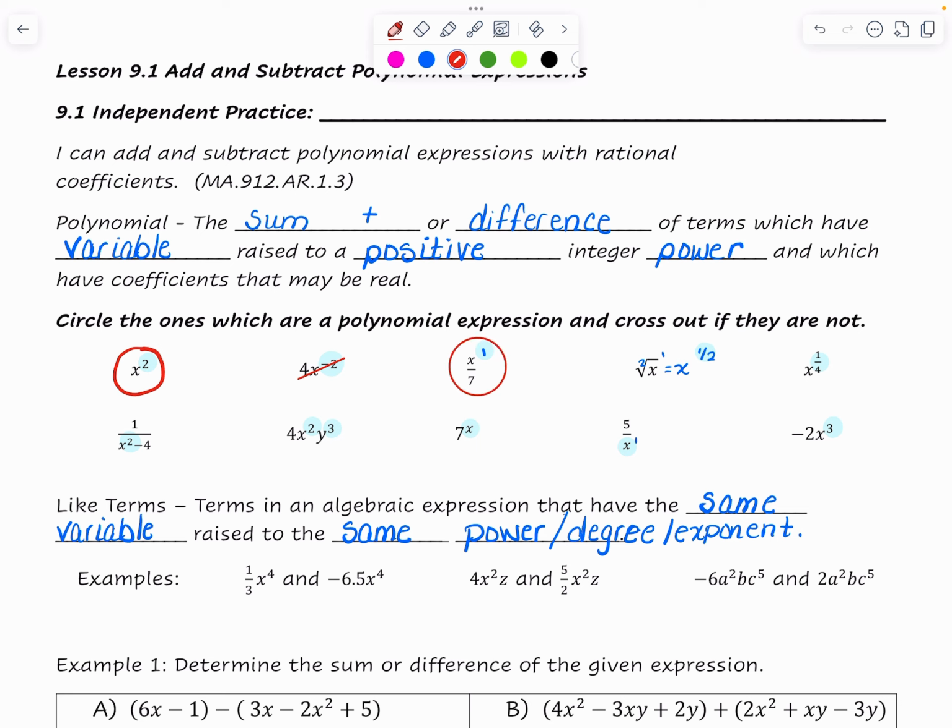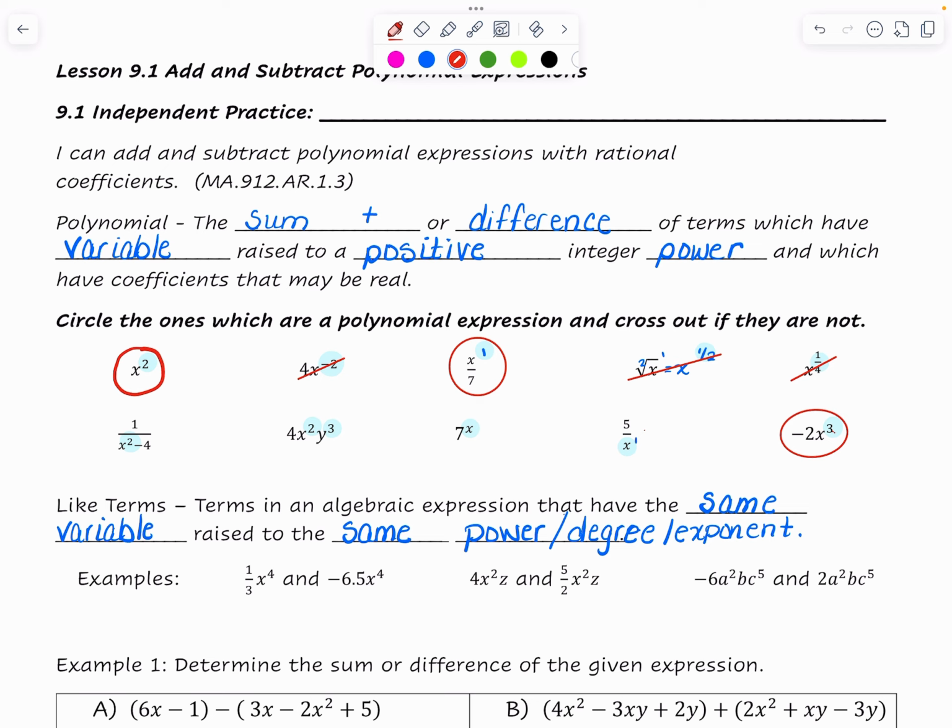Next one, x to the 1/2, not a good polynomial. X to the 1/4 is not a good polynomial term. And then let's go backwards here. Negative 2x to the 3rd. 3 is a positive whole number, so this is a good polynomial term. Next one, 5 over x to the 1st.